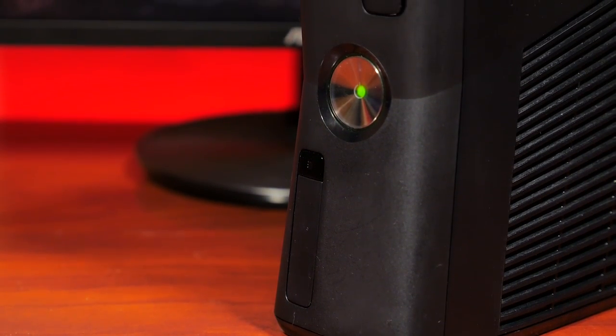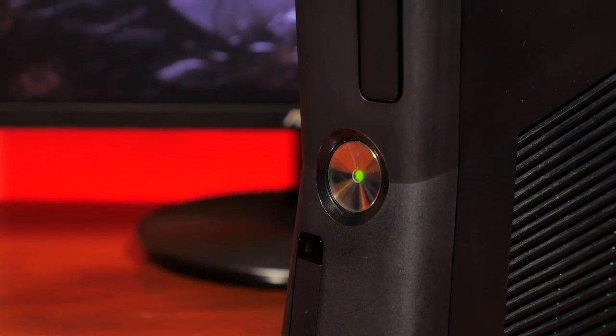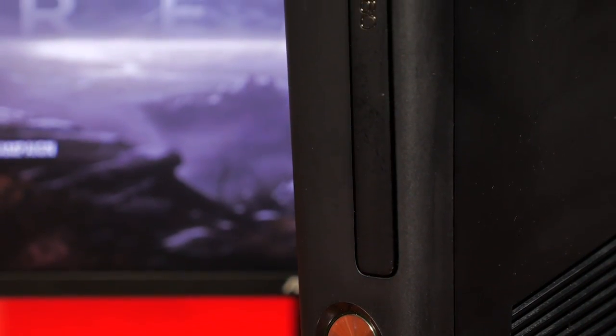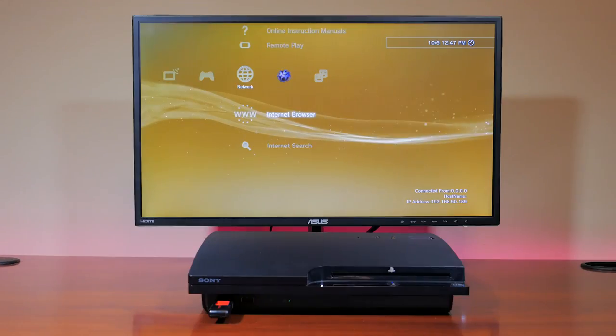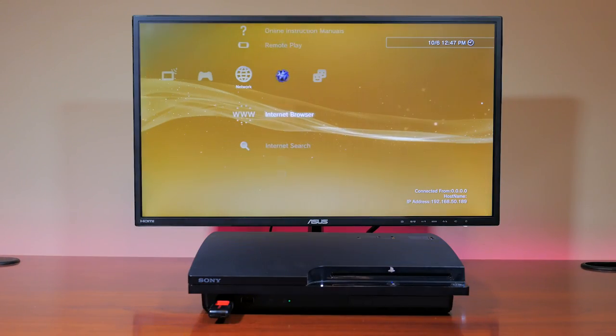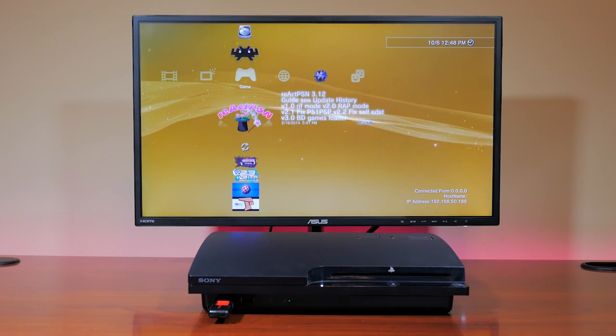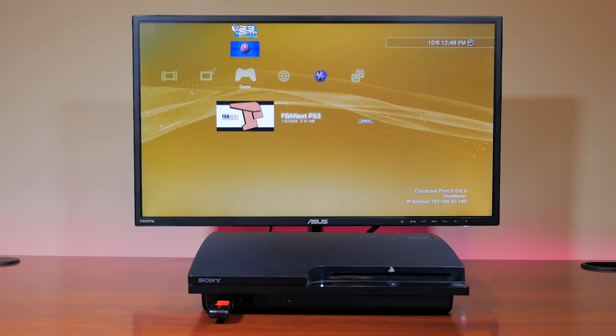The seventh generation of home consoles began in November of 2005 with the release of the Microsoft Xbox 360, then continued with the Sony PlayStation 3 on November 17th of 2006, and the Nintendo Wii just 2 days later on November 19th. Historically, emulation of these consoles has been a mixed bag.